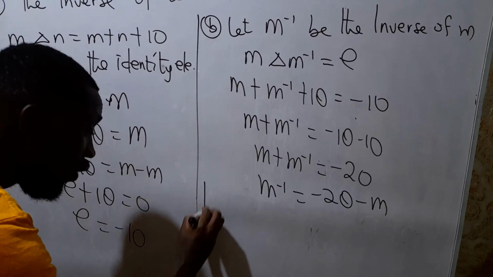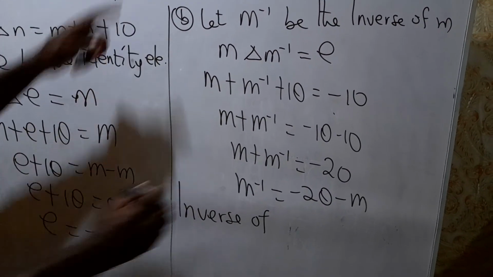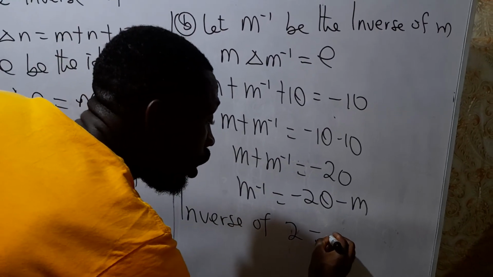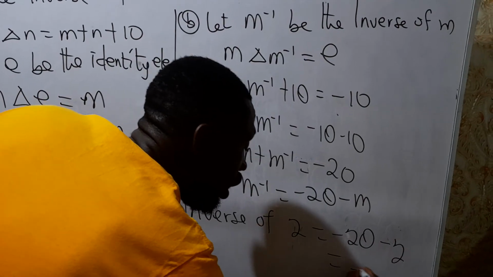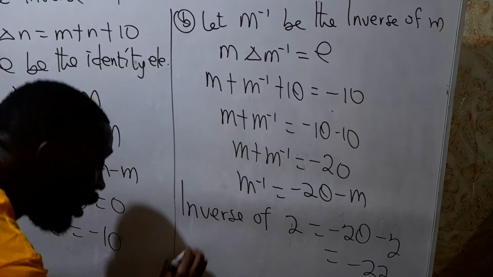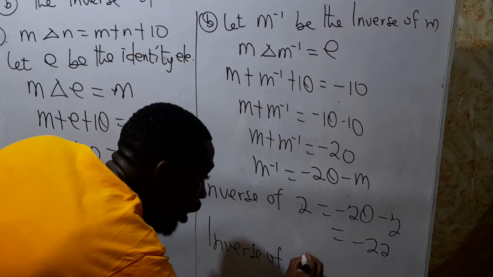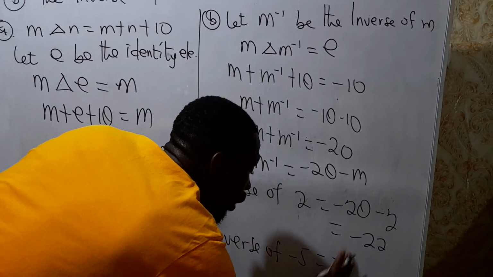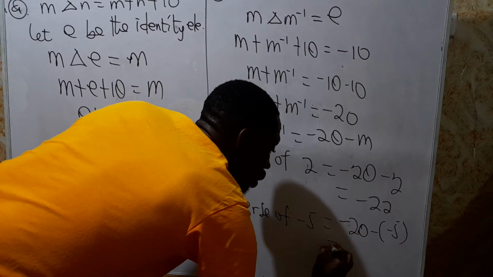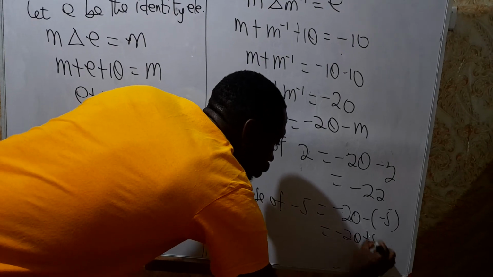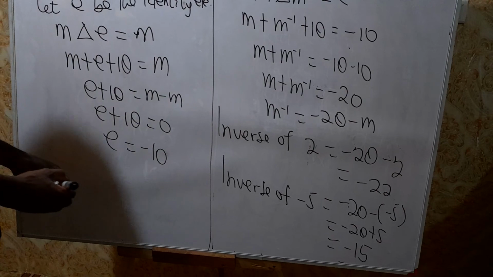Then we can say the inverse of 2 will be equal to -20 minus 2, and that will give us -22. And the inverse of -5 will be -20 minus -5, and that will be -20 plus 5, and that will be -15. I hope you get it.